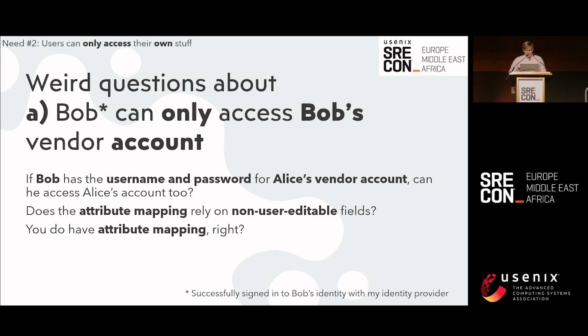But yeah, if you have attribute mapping, this is going to be a really good thing because it means that I will have some obvious way of saying these identities are going to access these user accounts. But of course, if the mapping relies on user-editable fields, then at the very least, you're going to have problems because people will go in and change things about their account and then that linkage won't work anymore.